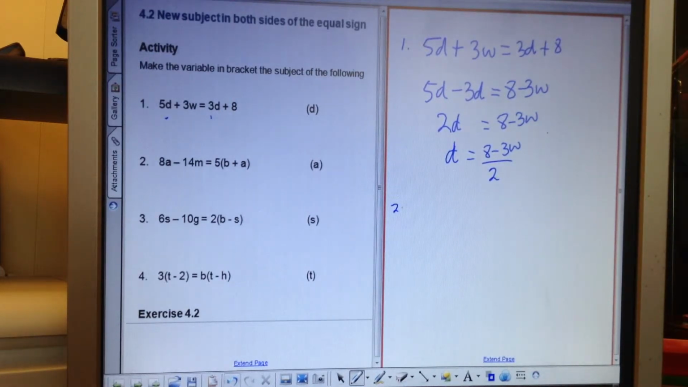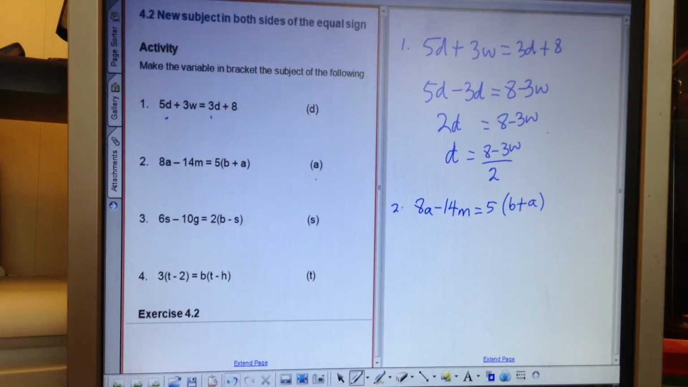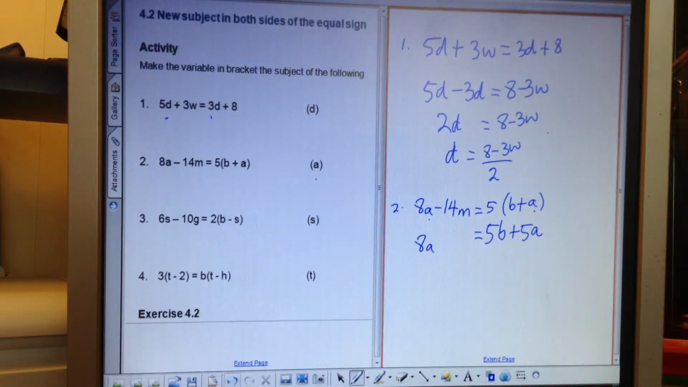Number 2. We have 8A minus 14M equals 5 into B add A. Over here, we want our subject to be A. So we have A here, we have A there, but this A is in a bracket. So the best thing to do is expand the bracket. So we're going to have 5B add 5A on the right hand side. That means that our 8A minus 14M is 5B add 5A.